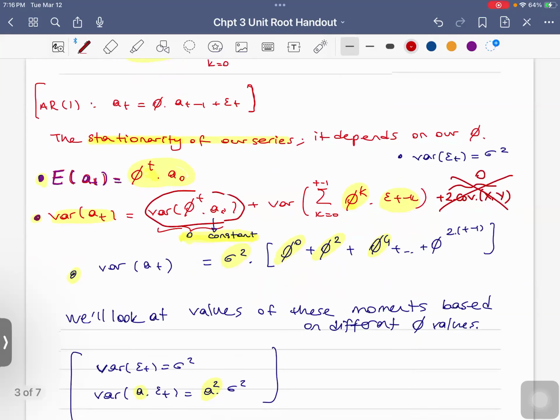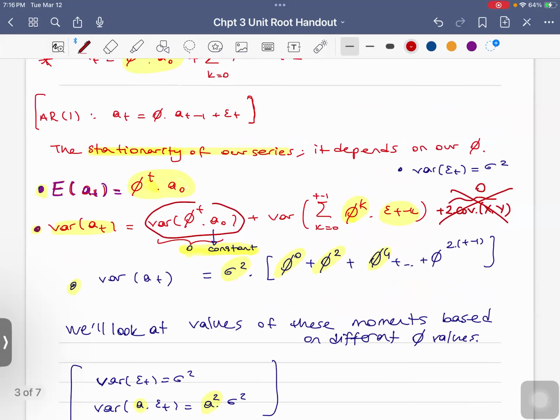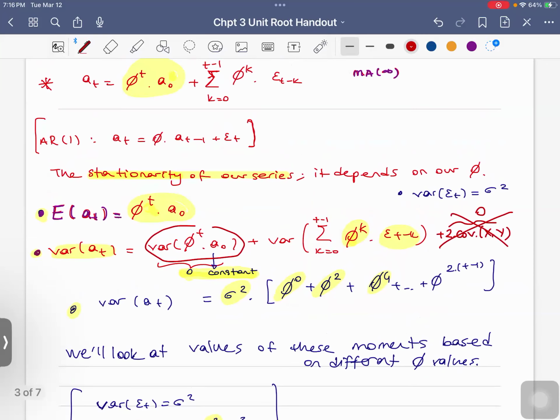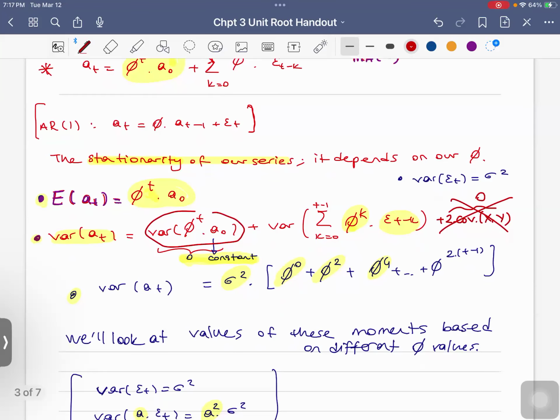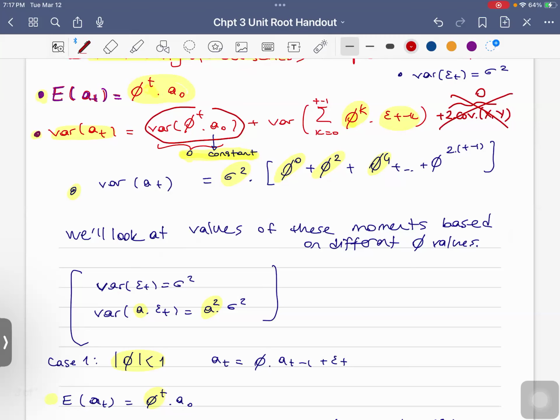Now, the variance of A_t just becomes the variance of the second term, which is just sigma squared times phi to the power 0, and if I write it for all the k, phi to the power 2, phi to the power 4, etc. Okay? Now, we need to understand whether this expected value and the variance are stationary, okay? But clearly these two moments now rely on this phi object. So we need to understand these moments based on different phi values, okay?